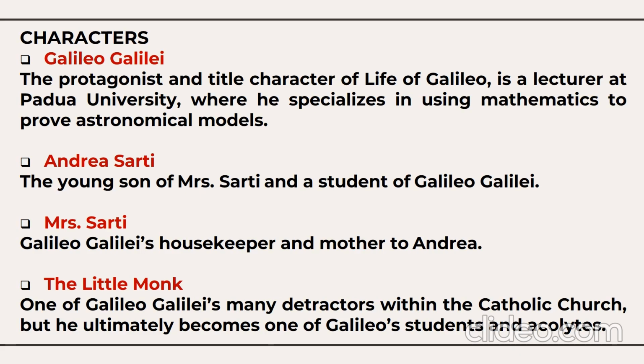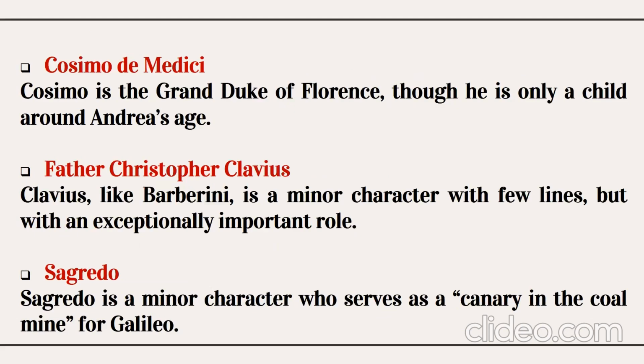Then we have the little monk. He is another detractor within the Catholic Church, and he becomes Galileo's student later. Then Cosimo di Medici. So who is he? Cosimo di Medici is the Grand Duke of Florence, though he's only a child around Henry's age. Father Christopher Clavius. So, who is Father Christopher Clavius? He is a very minor character with few lines, but he plays a very important role here.